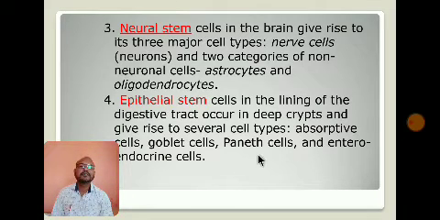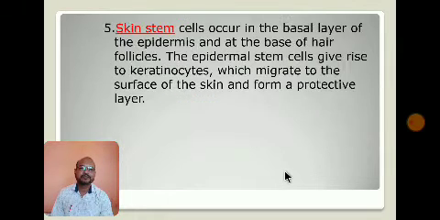The next one is the epithelial stem cells in the lining of the digestive tract. They occur in the deep crypts and give rise to several cell types: absorptive cells, goblet cells, Paneth cells, and enteroendocrine cells. The skin stem cells occur in the basal layer of the epidermis and at the base of hair follicles. The epidermal stem cells give rise to keratinocytes, which migrate to the surface of the skin and form a protective layer.